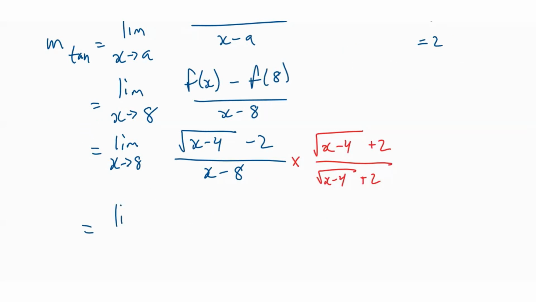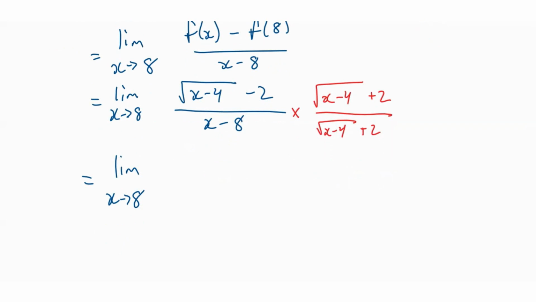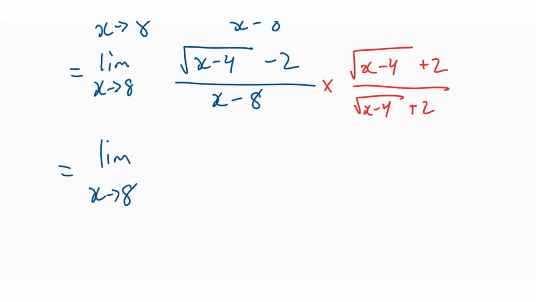I'm going to write out now, the whole point of the conjugate is we know what it does, so you jump straight to that. But I'm going to show you once, to remind you what is actually happening. It's like the difference of squares thing, right? So I get the square root of x minus 4 times the square root of x minus 4. And then I get root x minus 4 times 2, so plus 2 root x minus 4. And then negative 2 times root x minus 4, so minus 2 root x minus 4. And then negative 2 times positive 2, so minus 4.